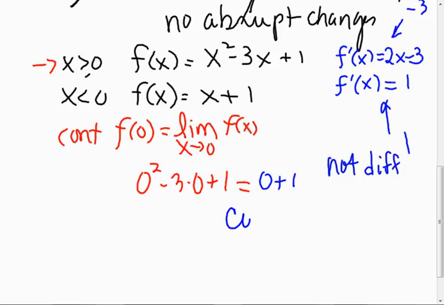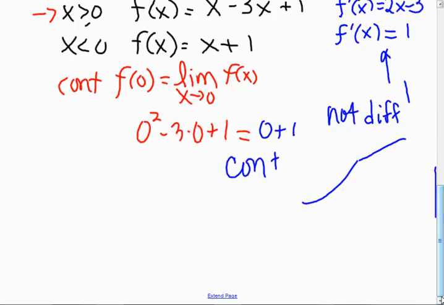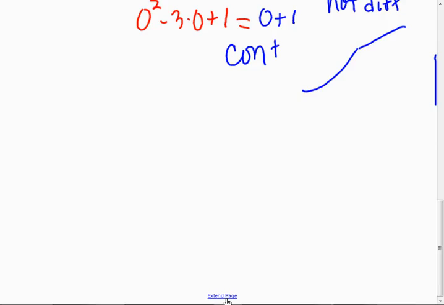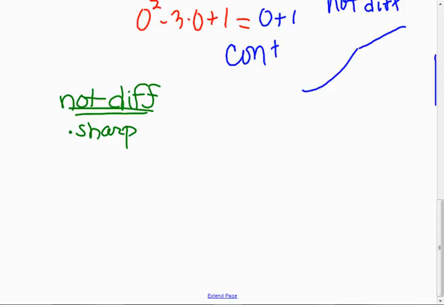Do you have an idea what's happening at 0? You're going to have a sharp corner because you have a parabola. I don't know what it looks like, but it's a sharp corner. It's probably going to go like that. So where are functions not differentiable? Not differentiable at sharp corners, you told me. It's also called a cusp. I don't care. Anytime there's an abrupt change, good enough for me.